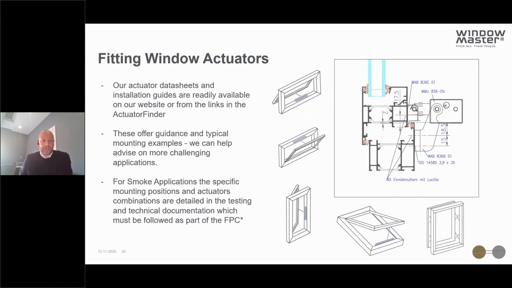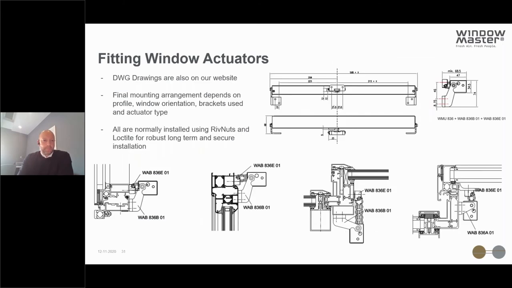For smoke applications, it's much more rigid in terms of the way that actuators are mounted. They need to follow the tested arrangements and use the components that have been approved as part of the testing and technical documentation, which is followed as part of the factory production control of those smoke vents. So you can see different orientations of windows there, and we'll take a quick look at the different typical mounting arrangements. DWG drawings are also available on our website and from each of our product pages, and again from the actuator finder output.